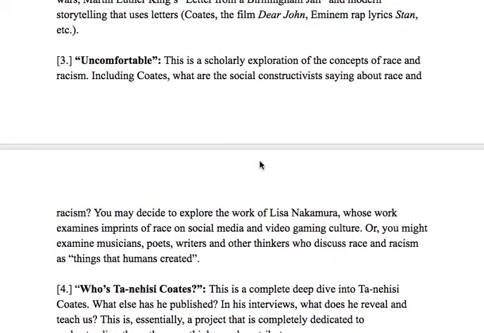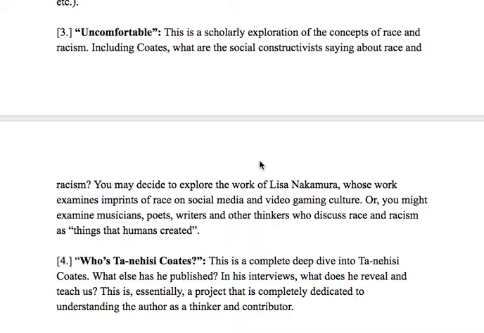Number 3 is called Uncomfortable, a word that comes from the exam question. Basically, this is an examination of the social constructivist. If you were interested in diving deeper into social constructivism in general, and we talked about this in class, there are many directions, just to understand what these people are talking about: that race is a created thing. Racism is a created thing.